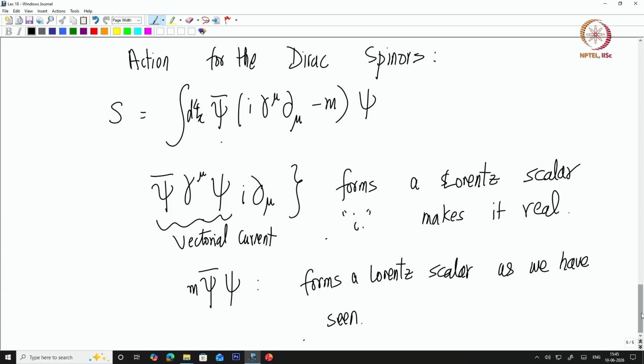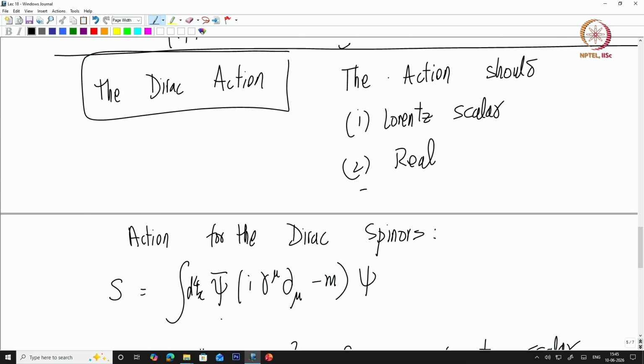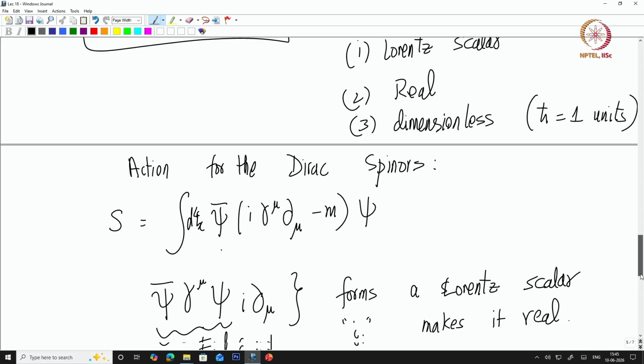So, for the present let us stick to this one essentially, and then you will see some complications if you have more derivatives and everything. So, let us stick to vector and the scalar. Now, the action should be real, and third one, it should be dimensionless. In h cross is equal to 1 units, in the natural units, it should be dimensionless. So, you have this action.